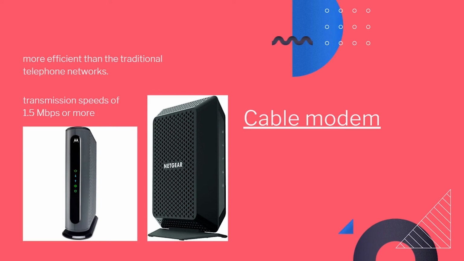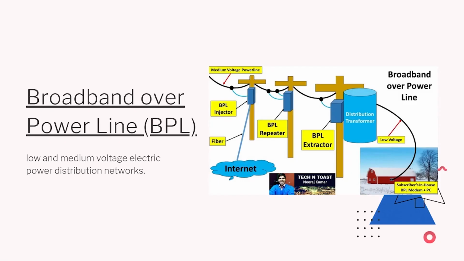So most cable modems are external devices that have two connections, one to the cable wall outlet and the other to a computer. They provide transmission speeds of 1.5 Mbps or more. Next is the broadband over power line or BPL. So broadband can be delivered over existing low and medium voltage electric power distribution networks. BPL speeds are comparable to those of XDSL and coaxial cables.